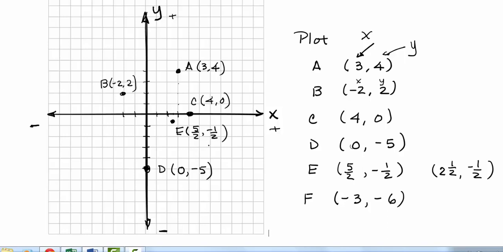And then the last one is -3, which means I move to the left on my x-axis 3, 1, 2, 3, and I move down 6, 1, 2, 3, 4, 5, 6, right? So right there is my point F, which is (-3, -6). Okay, so it's important to remember that when you're plotting points, your x coordinate is always the first number that appears in that pair, and your y coordinate is always your second number.